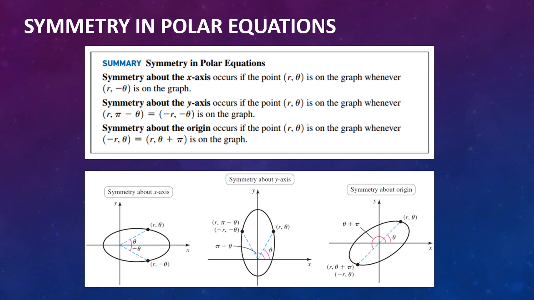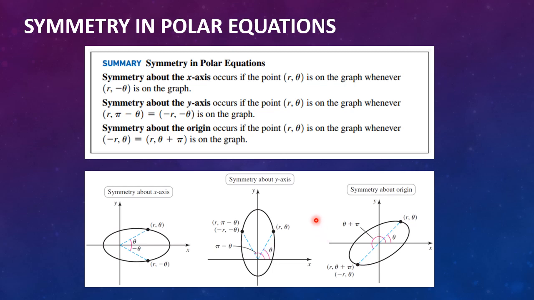Given a polar equation in r and theta, 3 types of symmetry are easy to spot. First is symmetry around the x-axis, which occurs if (r, theta) is on the graph whenever (r, negative theta) is on the graph. You can see an example here in the first graph below, and you can easily see that the image effectively becomes a mirror, with the parts above and below reflecting each other. Symmetry around the y-axis occurs if the point (r, theta) is on the graph whenever (r, pi minus theta), or equivalently (negative r, negative theta), is on the graph. Here we have the negative theta as the reference angle.